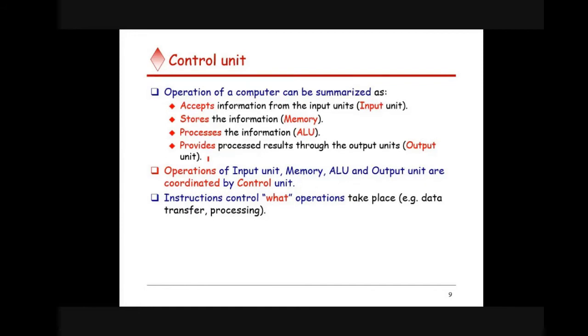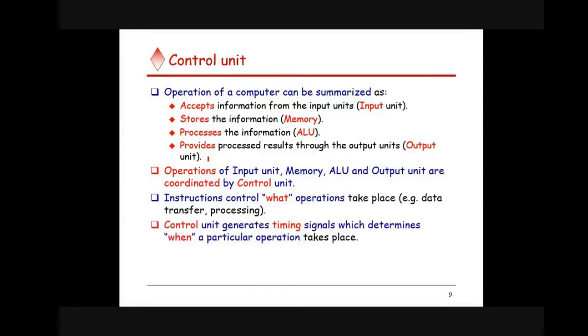That is the first coordination thing as controlled by the control unit. The second thing is when it should perform. So what and when will be decided by the control unit. When it performs, the control unit generates the timing signals. All these things will be done through a certain set of signals that we will see in the fifth module. So that will be generated through control signals, and then the control unit will generate the timing signals and determine when a particular operation should take place. Okay.